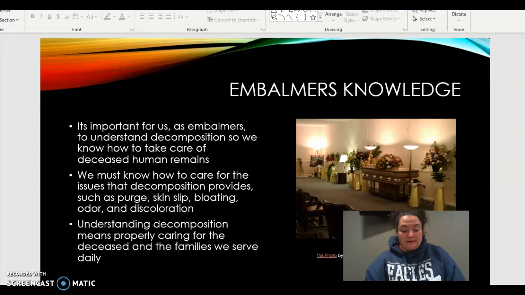As embalmers, it is very important for us to understand decomposition. We must learn about the chemical changes and signs of decay. Embalmers must know how to handle issues that decomposition causes, such as discolorization, odor, skin slip, purge, and bloating. This is important so we can properly learn how to assess and care for the deceased human body, and in turn create the best possible experience for the families we serve.